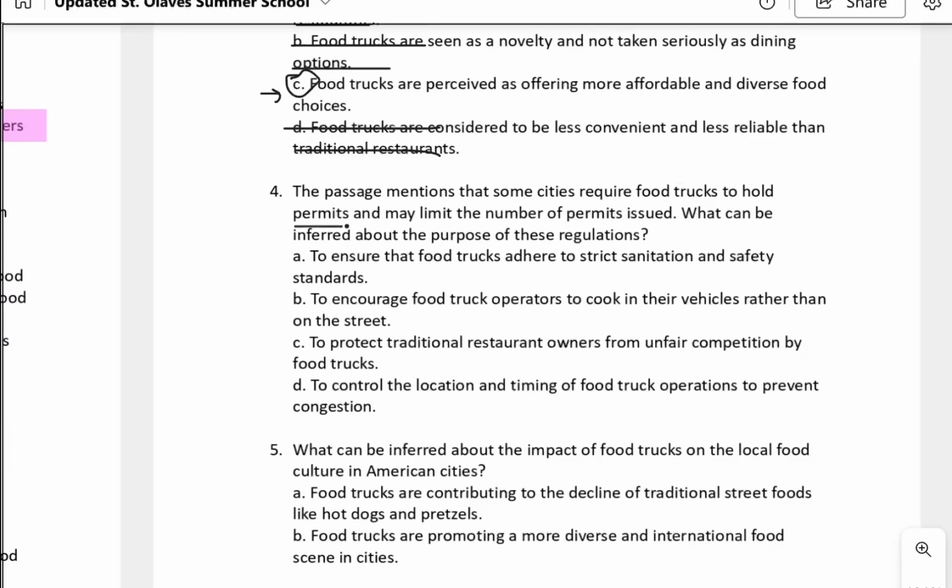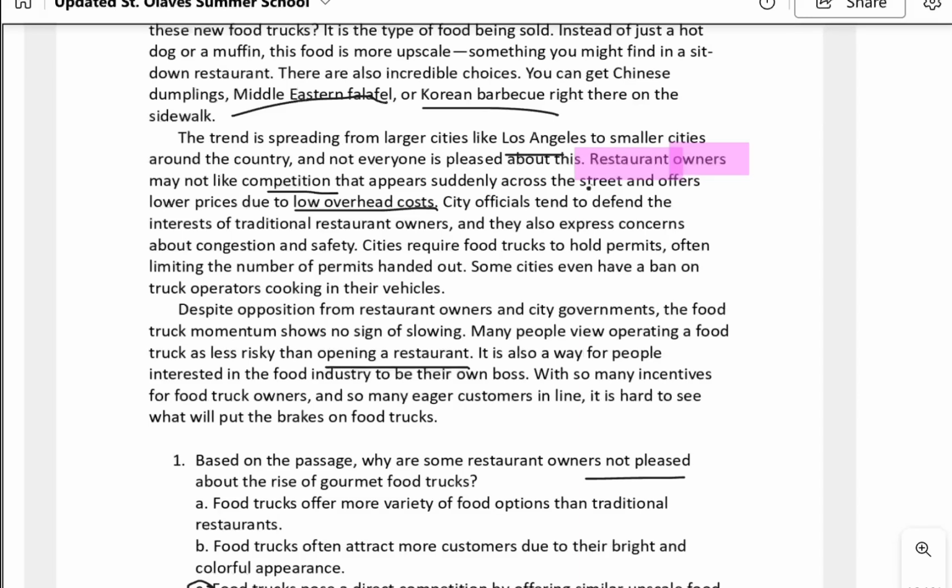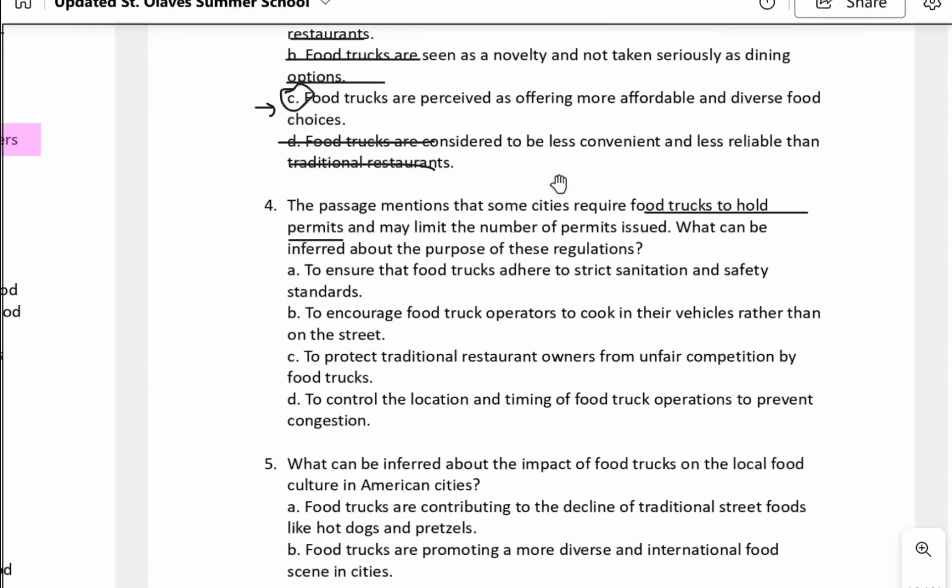So this one is talking about the permits, and let's go back to here as to why they are told to hold permits. This whole paragraph is talking about restaurant owners not liking food trucks, and the city officials defend the traditional restaurant owners because they want to preserve local businesses. Therefore, using a direct quote from the text, the answer has to be C, protecting traditional restaurant owners from unfair competition. That paragraph does focus on competition as well.